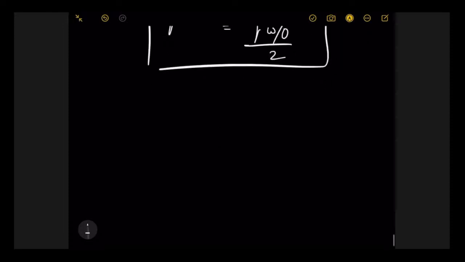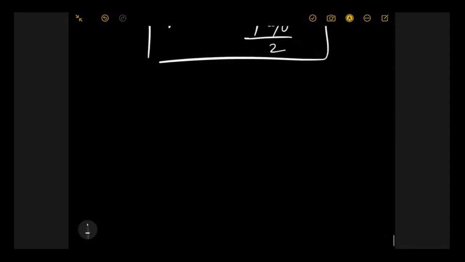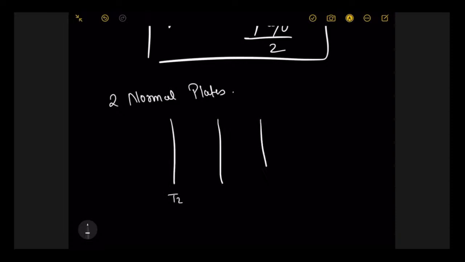Now the same thing we can do for two normal plates, like this. T1, this is T3, this is T2. So it will have some emissivity 1, emissivity 3, emissivity 2, like this. So it will have some radiation like this.